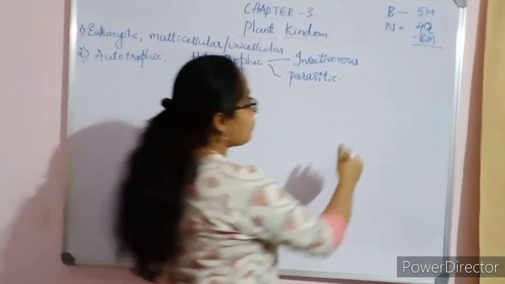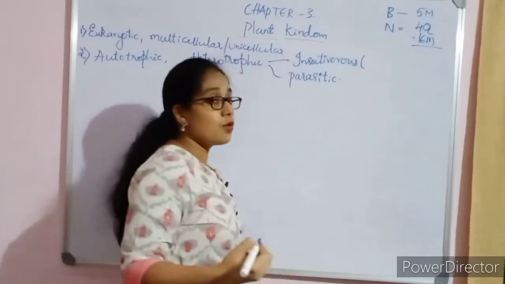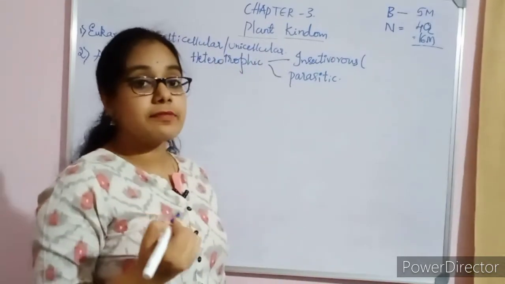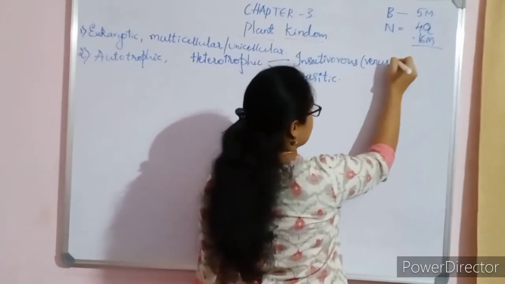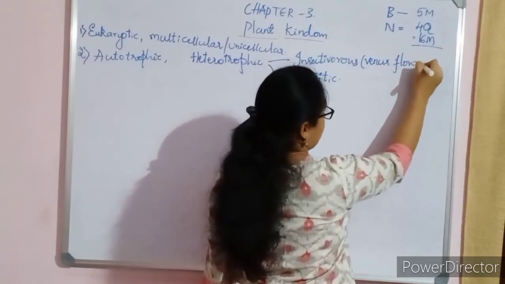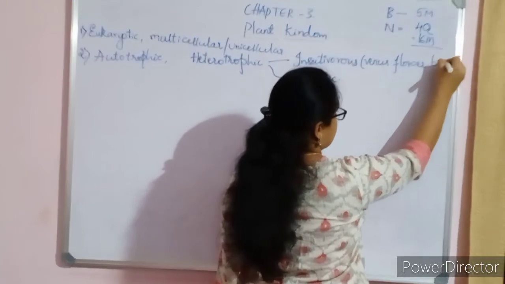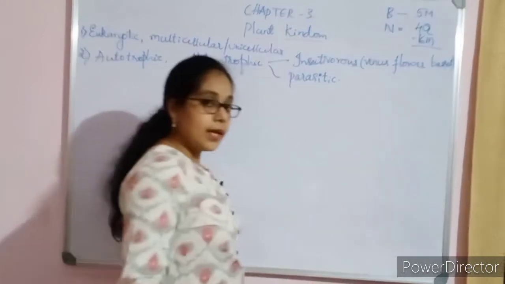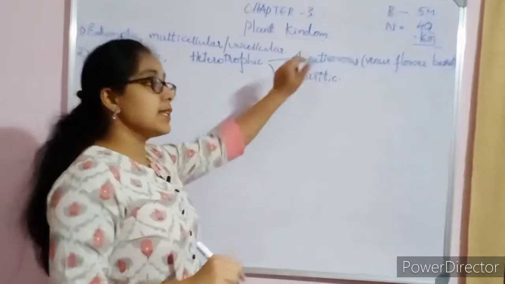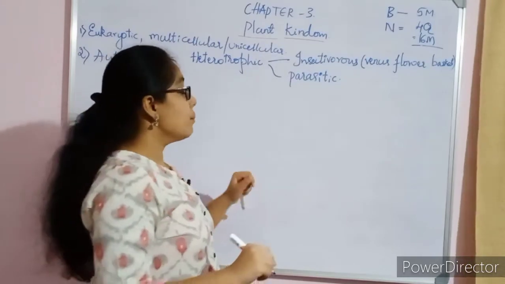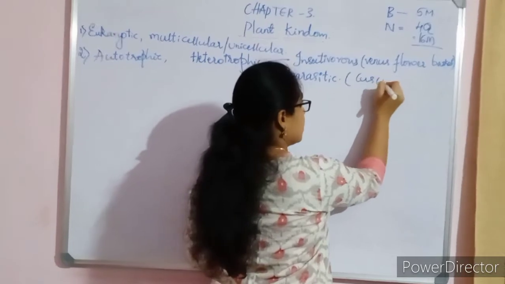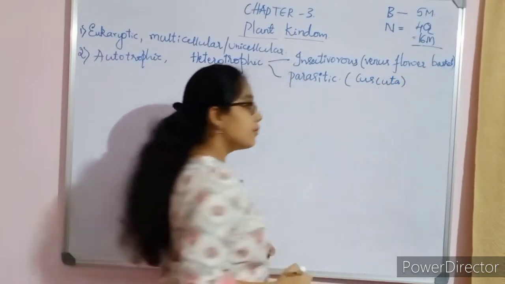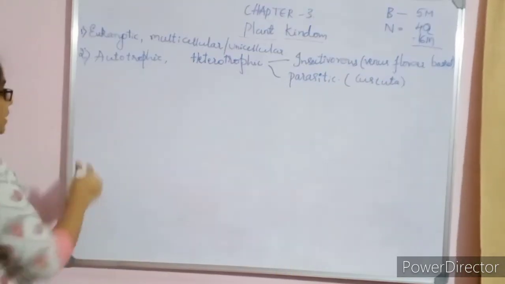If you ask for an example for insectivorous, I can tell you Venus flower basket. Okay, this is an example for an insectivorous plant. Coming to a parasitic plant, the example is Cuscuta. Okay, please remember these examples.